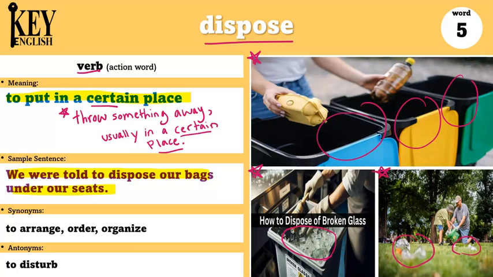Another example is, after the picnic, everyone helped dispose of the food wrappers. Here there are many wrappers left on the ground, so everyone is picking it up and throwing it away or disposing the food wrappers. Some synonyms for dispose are to arrange, order, and organize. Antonyms are to disturb.